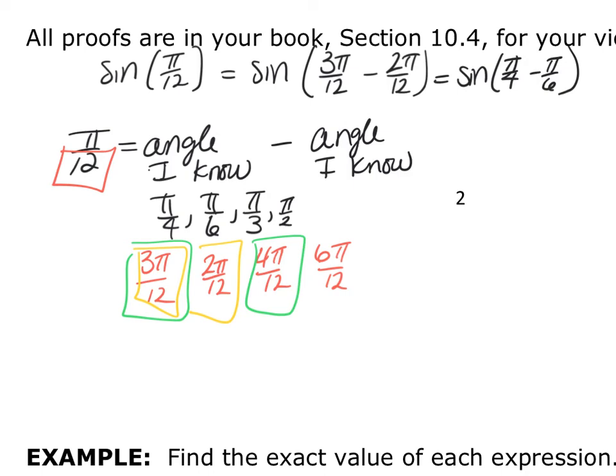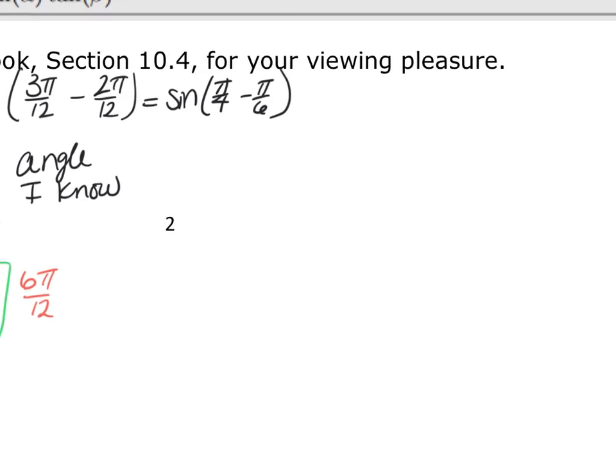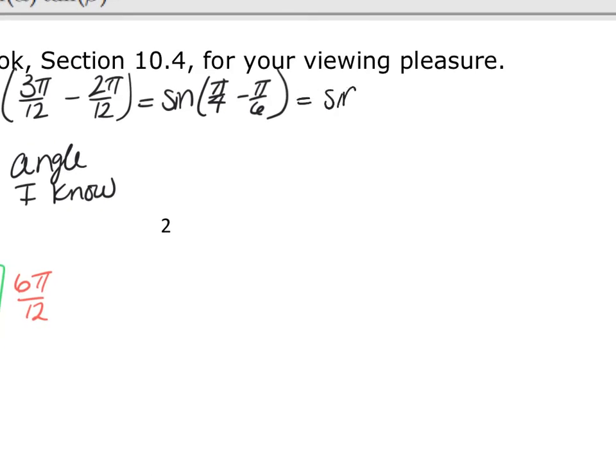So now I can use the sum and difference. This is going to be the sine of pi over 4 cosine of pi over 6 minus the sine of pi over 6 cosine pi over 4. Alpha and beta.